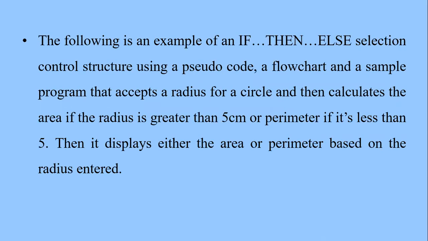The following is an example of an if-then-else selection control structure using a pseudocode, a flowchart, and a sample program that accepts a radius for a circle and then calculates the area if the radius is greater than 5 or a perimeter if it's less than 5. Then it displays either the perimeter or the area based on the radius entered.